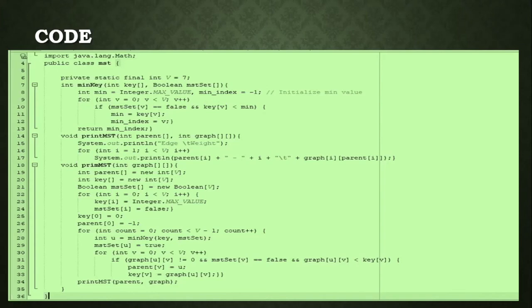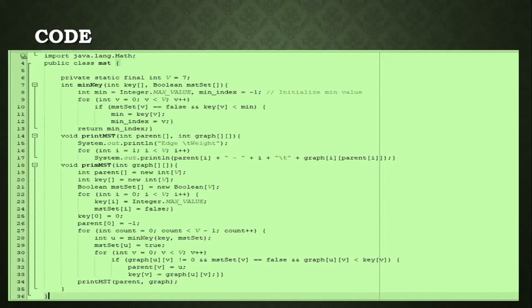and graph[u][v]. That means if the edge weight is less than its previous weight, then we will put the new weight to the vertex, that is key[v] equal to graph[u][v], and parent[v] is equal to u. That means the new parent of this vertex will be u.